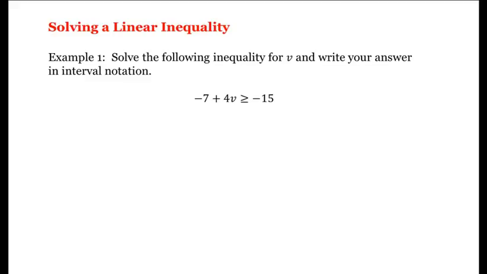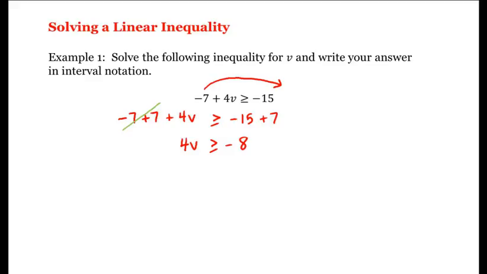Let's begin by getting the -7 to the right-hand side, or we'll add 7 to each side. In other words, we have -7 plus 7 plus 4v is greater than or equal to -15 plus 7. And -7 plus 7 is 0. They'll cancel. And we're left with 4v greater than or equal to -8.